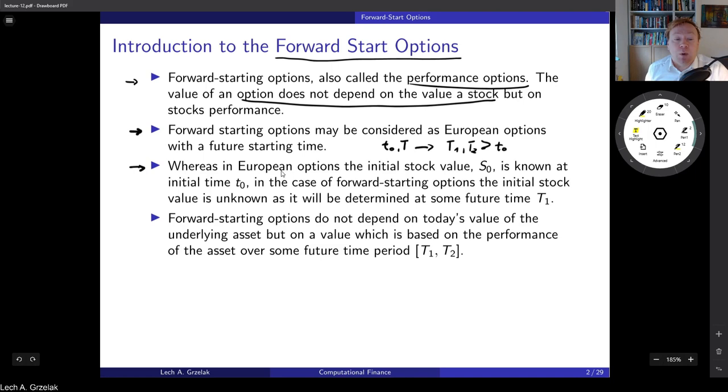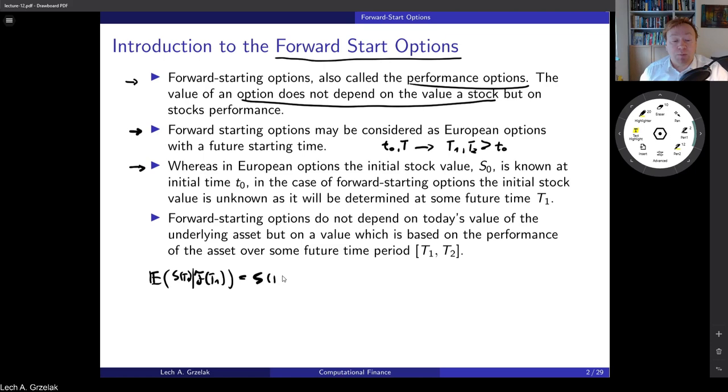Whereas in European options, the initial stock value at zero is known at the initial time. In the case of forward start options, the initial stock value is unknown and will be determined at time T1. This is also related to the concept of filtration. Filtration tells you how much knowledge you have. For example, if you have an expectation of ST1 given the filtration FT1, this filtration contains also information about the stock at time T1. This is measurable, so we know it because the filtration contains this information. So this is equal to ST1, because that's equivalent. This is something to keep in mind.